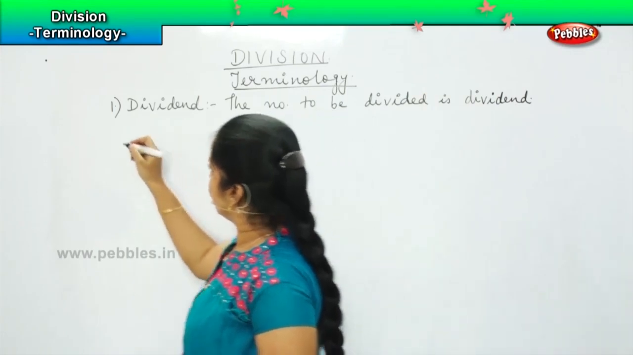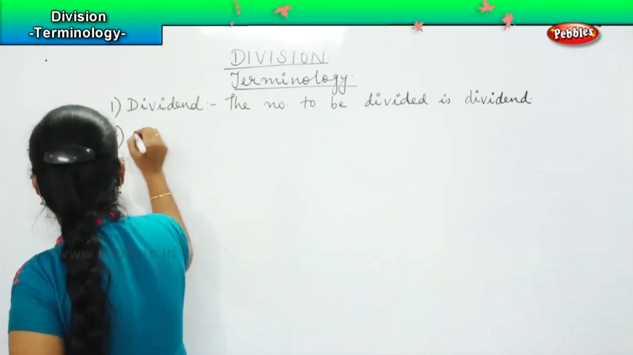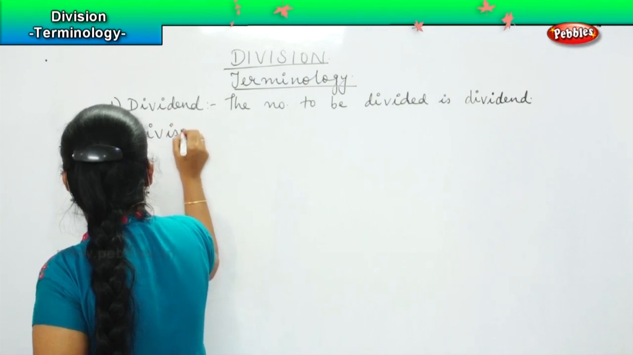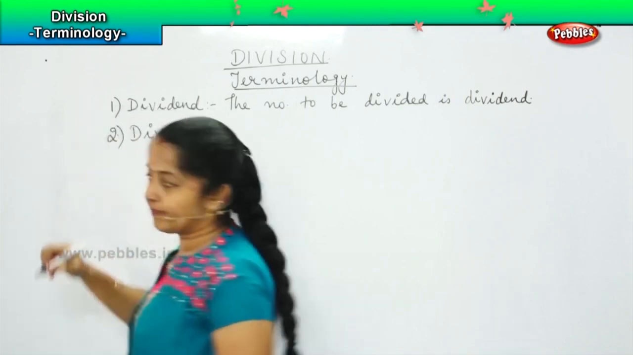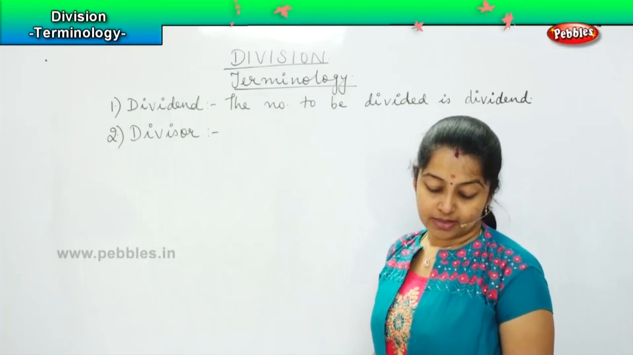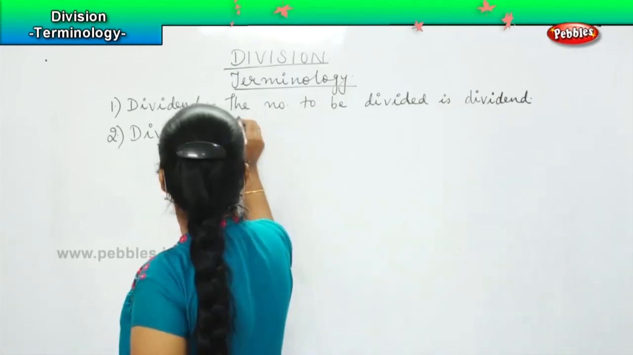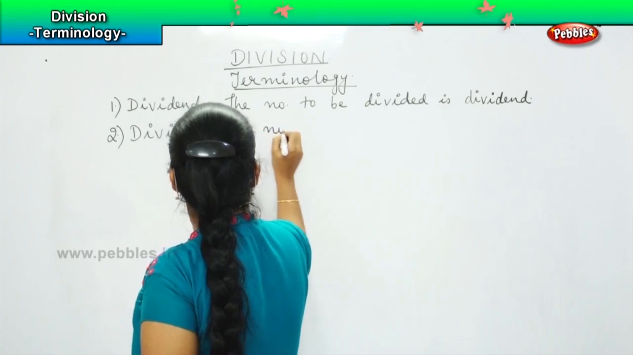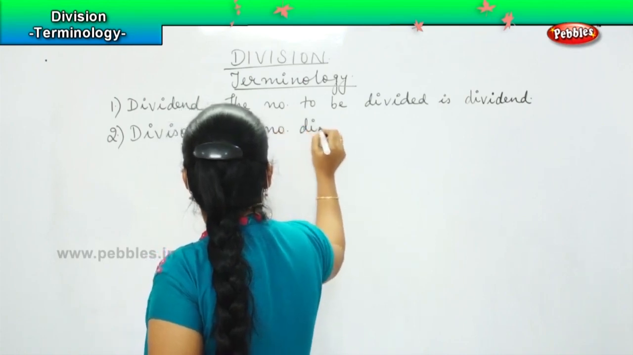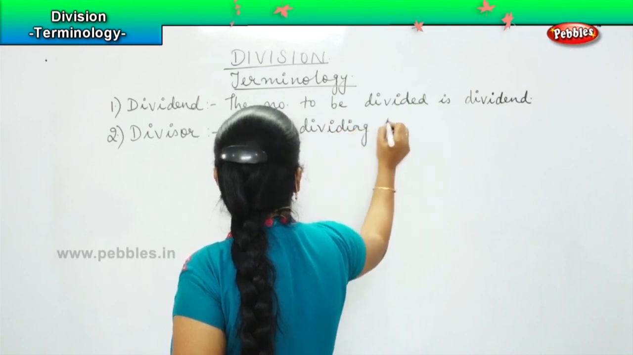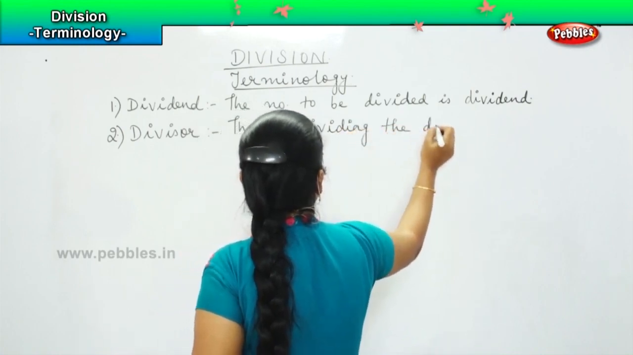Okay. The next term is divisor. So what is a divisor? The number which divides the dividend. So the number dividing the dividend.